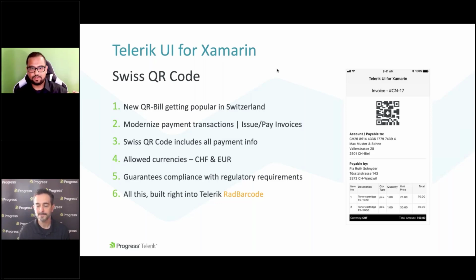So the Swiss QR code is now built in with RadBarcode. This is a barcode control which we have had, with probably 15 to 20 different modes in which we can render barcodes, from QR codes to all the different types of symbologies. This is just one more thing that we do, and you can just embed this in your app. And the good thing that Ed had mentioned is that it guarantees compliance with all of your EU regulatory requirements. So nothing new to learn.